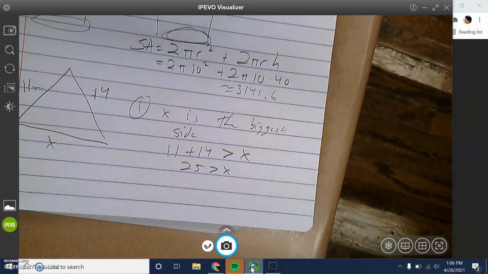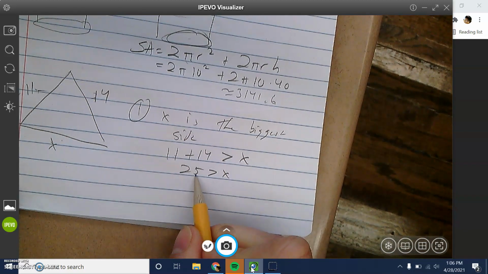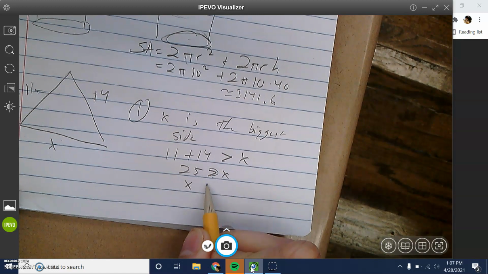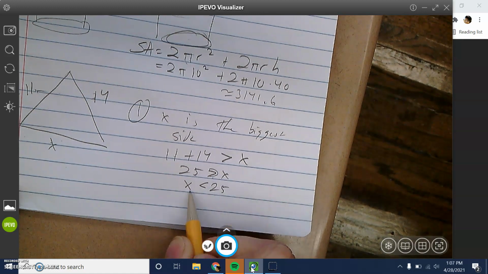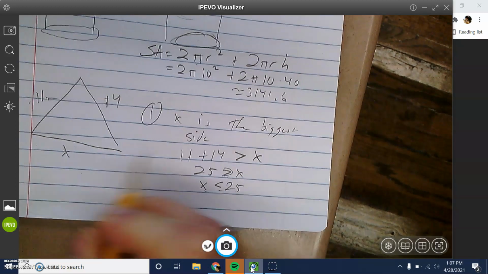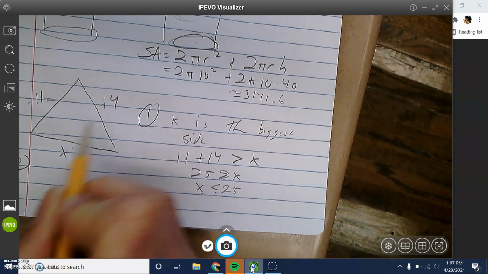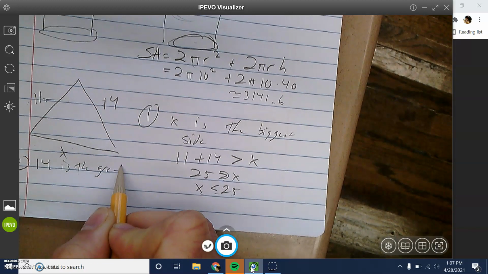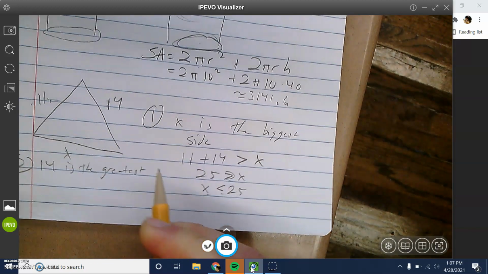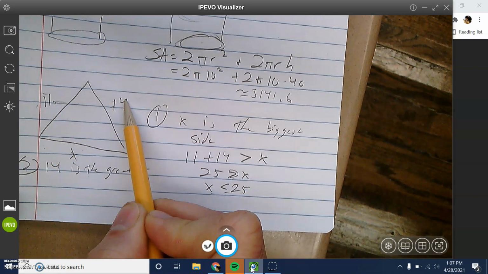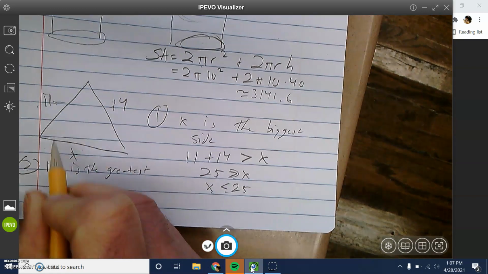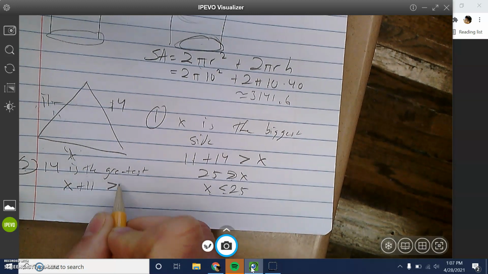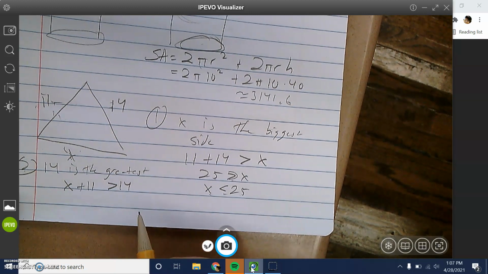sorry, let me make sure you can see that. 25 is greater than x, so I'm going to reverse it. Ooh, see, Pac-Man's eating the 25. So x has to be less than 25. All right, second stipulation is that 14 is the greatest side, is the biggest side, whatever you want to say. So 11 can't be the biggest because there's already this one. So that would mean that these 2 would be the smaller ones. So x plus 11 has to be bigger than that side right there.